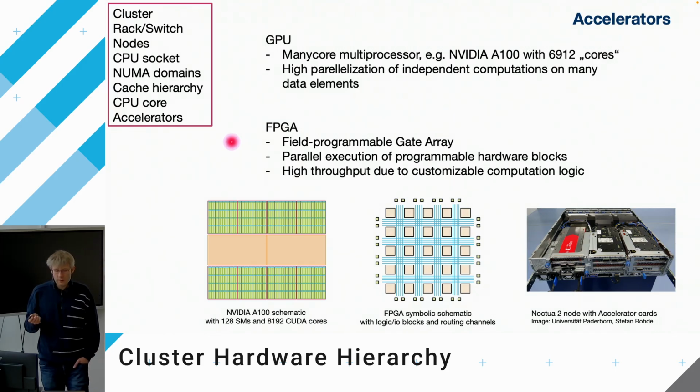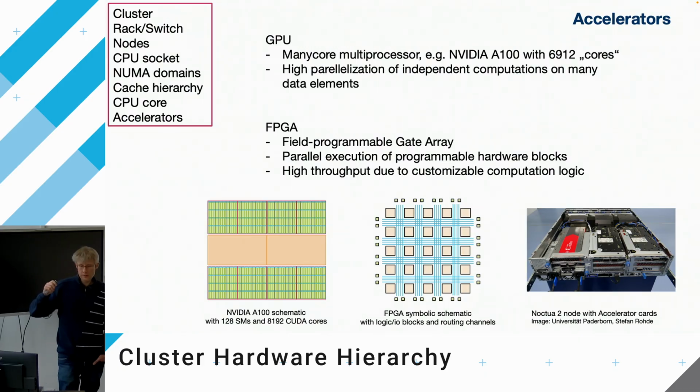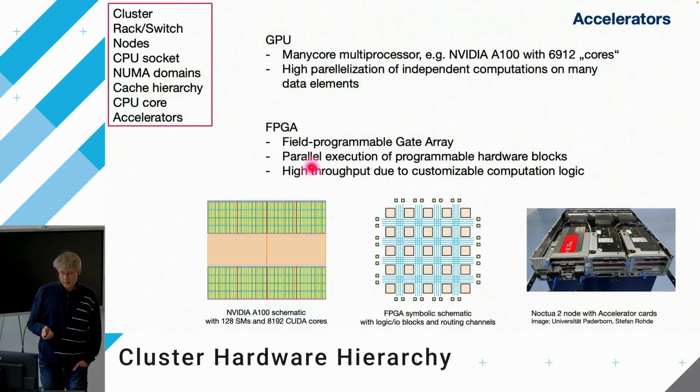Very well-known are GPUs. So these are many-core multiprocessor hardware. For example, the NVIDIA A100 in the Noctua 2. We have the NVIDIA H100 in Otus. And here we have a different architecture, as you already see in the picture. We have thousands of very small cores that can do many independent computations in parallel on many data elements.